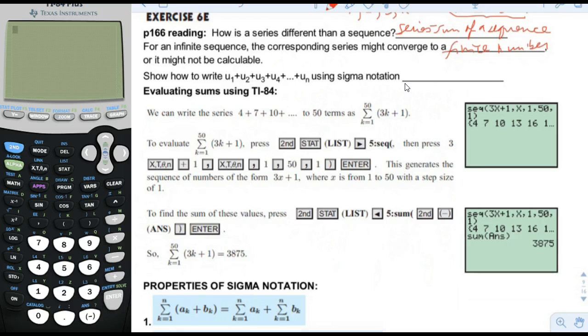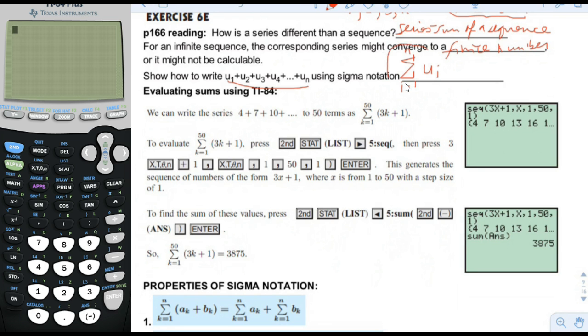Show how to write u1 plus u2 plus u3 plus u4 plus etc. to un using the sigma notation. So sigma happens to be, and this is capital sigma, the Greek letter for S, which they use to say sum. If it's a capital sigma, then they use it for sum. Okay, so the notation would be something like sigma, with the index i from 1 through n, of ui.